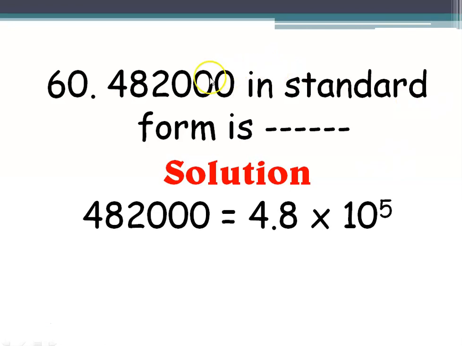Alright, question 60 says 482000 in standard form is, just change it to standard form. Remember, in standard form, your decimal point should be between your first and second whole number. So I'm moving from the back. 1, 2, 3, 4, 5. Is that taken? So that is 4.8 times 10 raised to power 5, because I'm actually moving to the left hand side. So 4.8 times 10 raised to power 5. So I've changed this to standard form. Is that taken? Good.